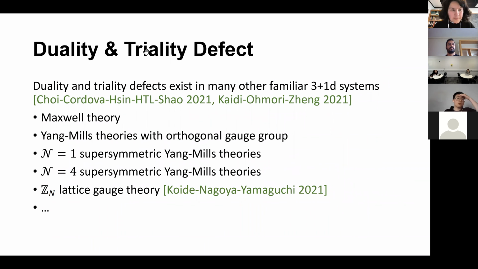Okay, so here I have only discussed the example of Maxwell theory, which is a free theory. In fact, duality and triality defects exist in many other familiar 3+1d systems, including some interacting ones. For example, they can exist in Yang-Mills theory with orthogonal gauge group, and they can also exist in N=1 supersymmetric Yang-Mills theory, N=2 supersymmetric Yang-Mills theory, and also Zn lattice gauge theory.